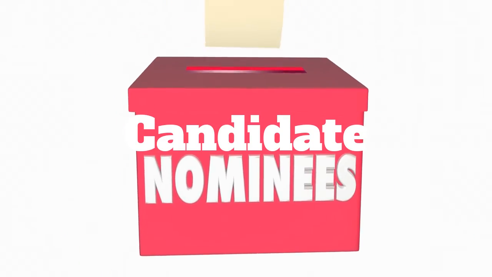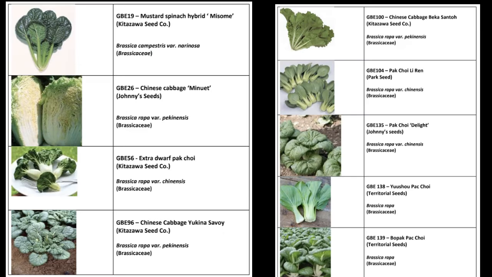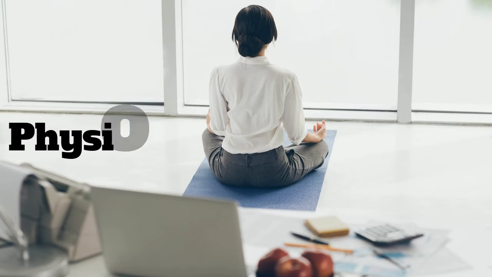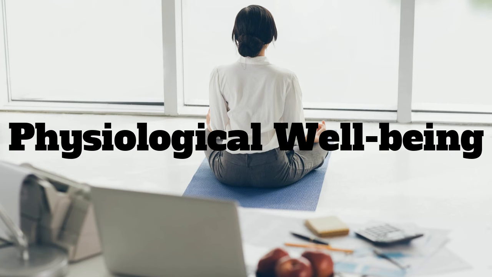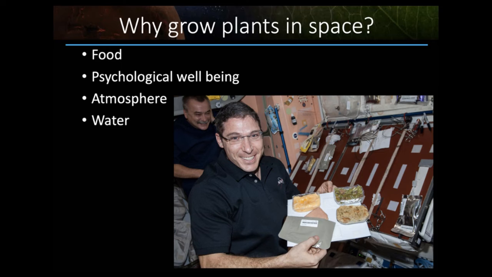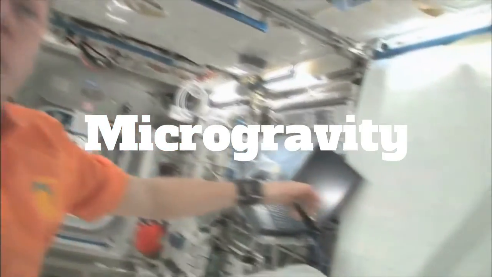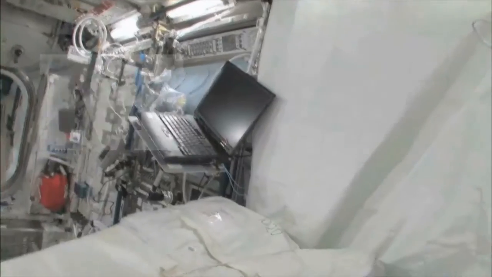A candidate is anything that's being nominated for something. In the case of our plants, they're being nominated to be grown on the International Space Station. Physiological well-being is how well your mind is doing. One of the reasons why we grow plants in space is to help the astronauts with their mental well-being. Microgravity is very weak gravity that astronauts experience while orbiting in a spacecraft.